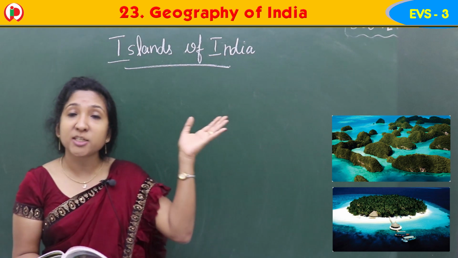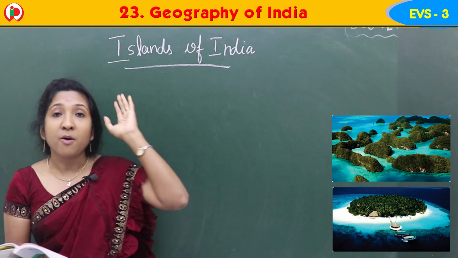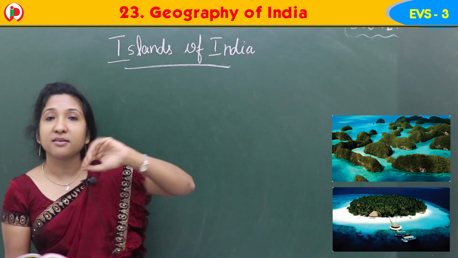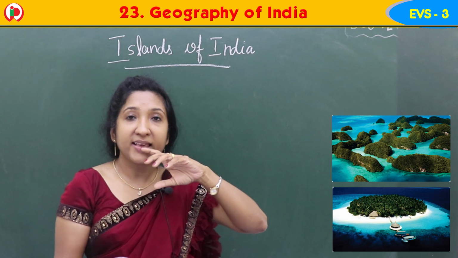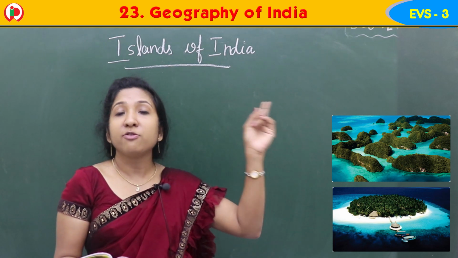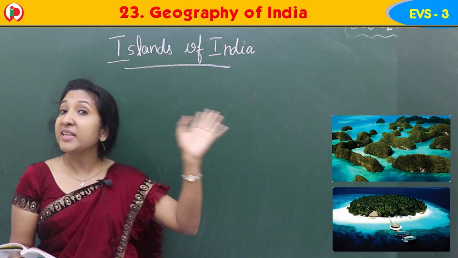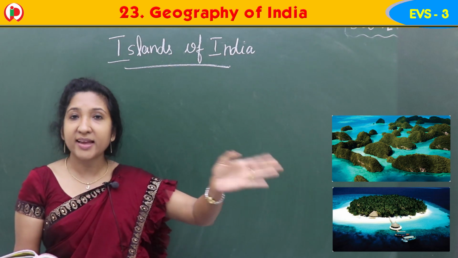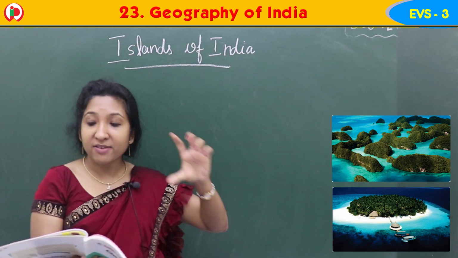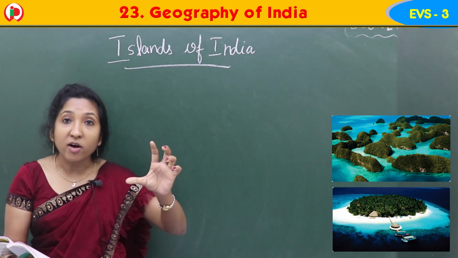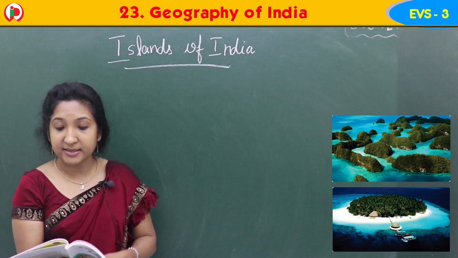We can see an island image over here. On all 4 sides water. Only a small area of land we can see, that is island. Peninsula, only 3 sides water, 1 side land, that is peninsula. But island means an area of land surrounded by water on all the 4 sides.